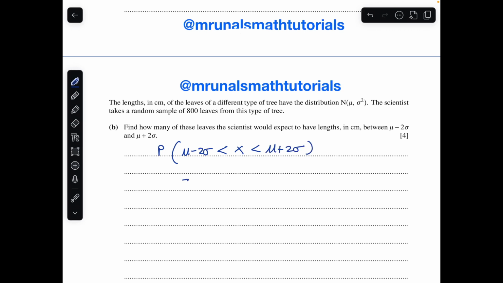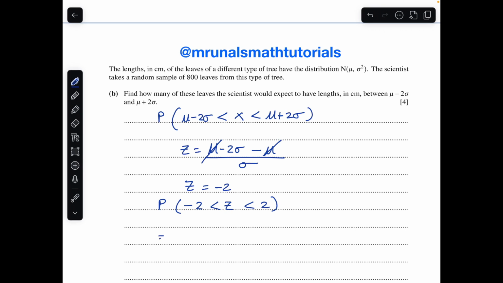So if I just calculate the z-score, it's going to be mean minus 2 standard deviations. That's your x minus the mean over standard deviation. That is going to give me the z-score to be negative 2. So obviously the other one is going to be positive 2. So we are looking at between negative 2 and positive 2.